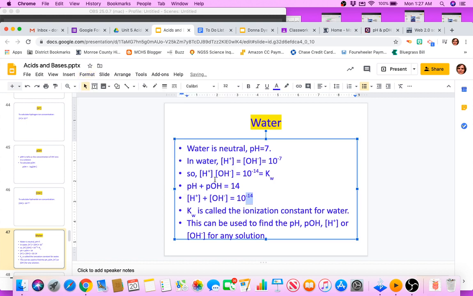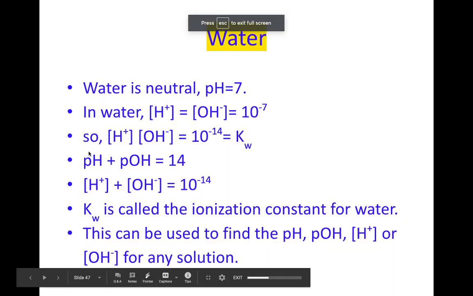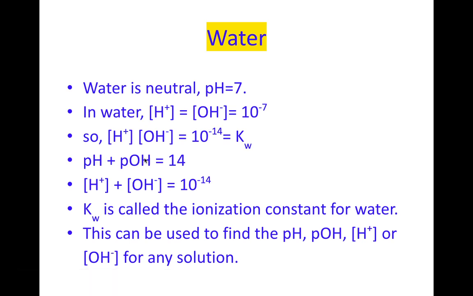This means that if we know one, we can find all the others, okay? If we know the pH is 3, we know the pH and the pOH added together is 14, then that tells me that, hey, if the pH is 3, the pOH has to be 11, okay? And if we know that, then we can find the hydrogen ion or the hydroxide ion concentration, and vice versa. If I know that the hydrogen ion concentration is 1 times 10 to the negative 3, then I know the hydroxide ion concentration has to be 1 times 10 to the negative 11. And so then I can use that to find the pH and the pOH.